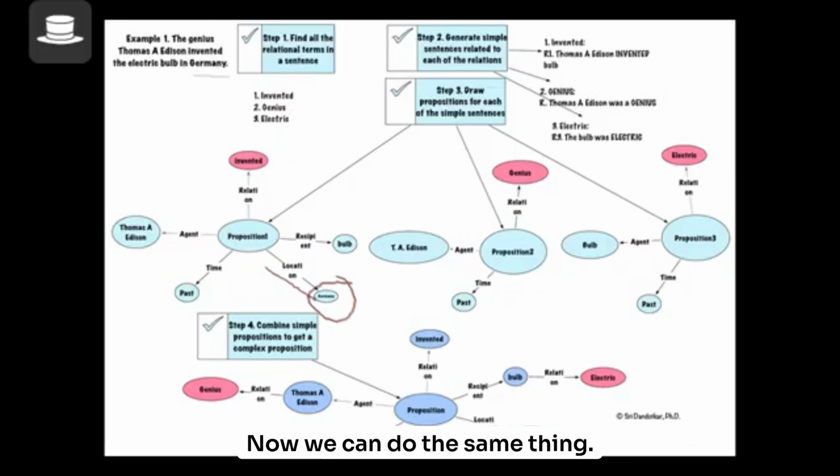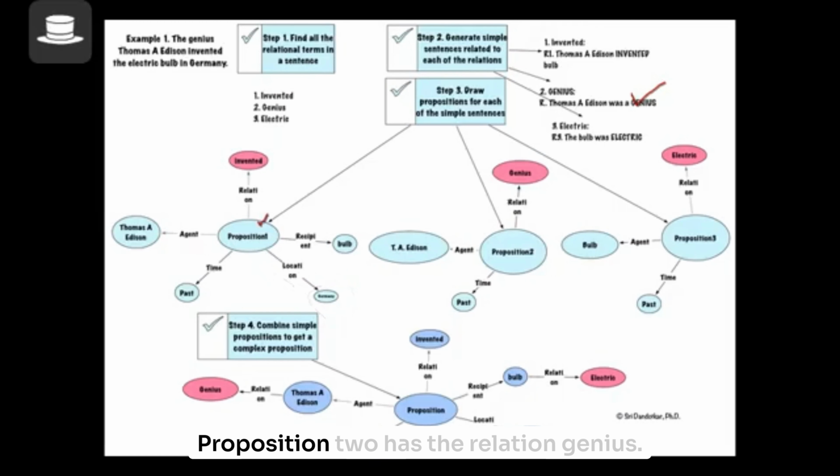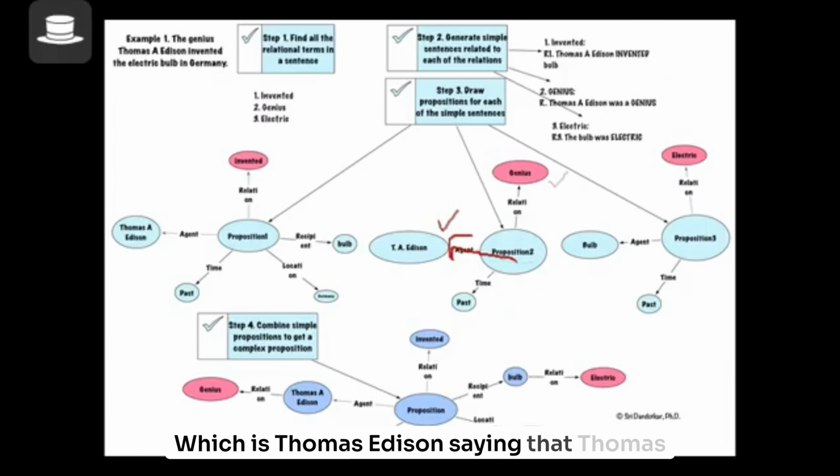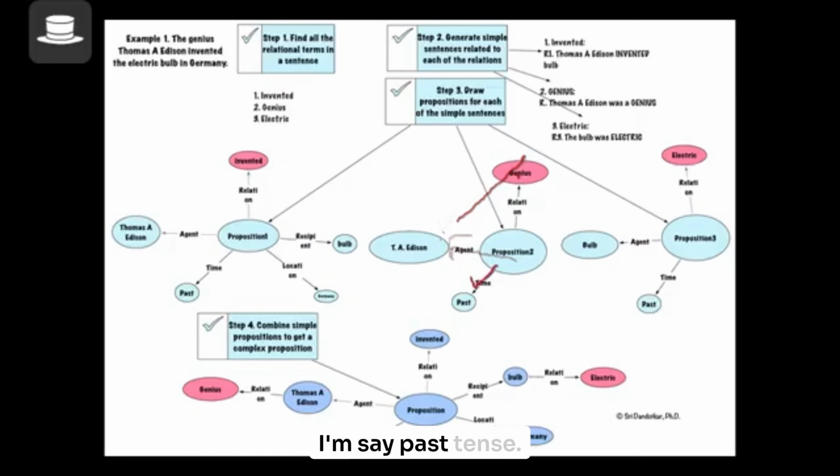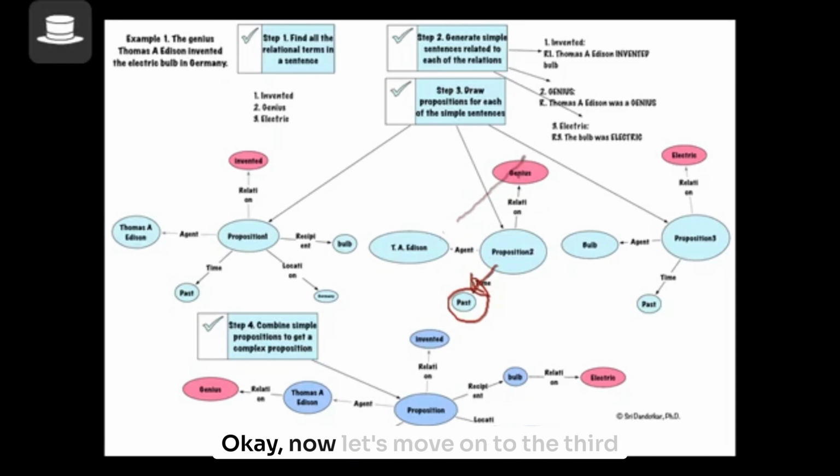Now we can do the same thing with the other sentence, which is Thomas Alva Edison was genius. So we're going to have a proposition. Let's call this proposition one. Let's call this proposition two. Proposition two has the relation genius, right? And this is an adjective, and this adjective was about Thomas Alva Edison, right? So the only thing it has is the agent, which is Thomas Alva Edison, saying that Thomas Alva Edison was genius. But it also has past tense to it. So it also has the component of time to it. I'm going to say past tense. Good? Okay.